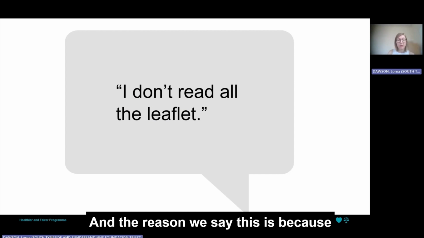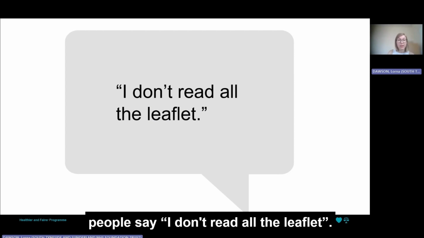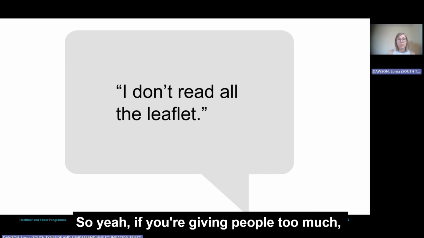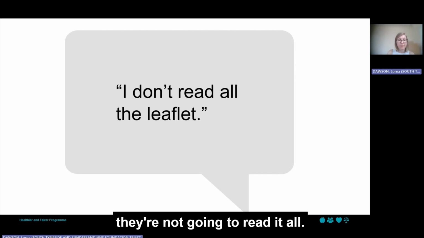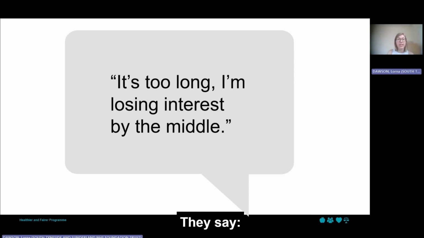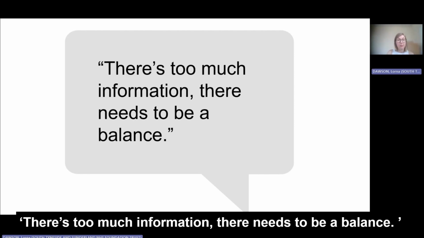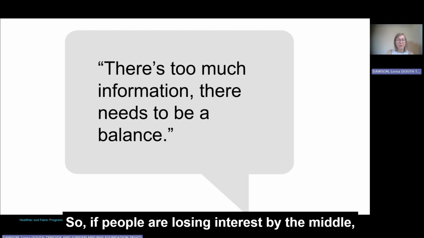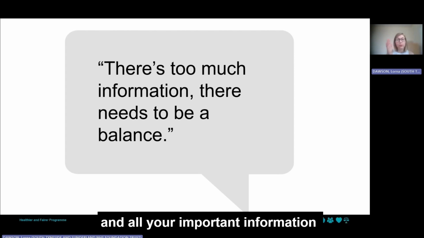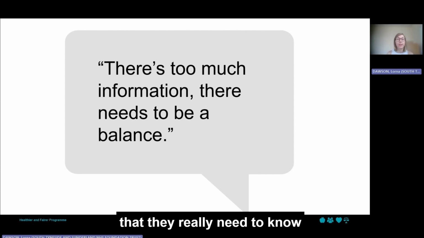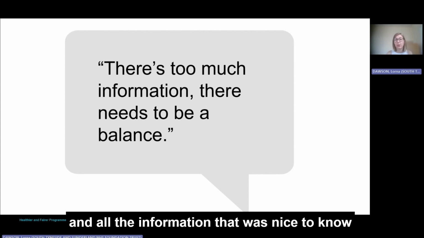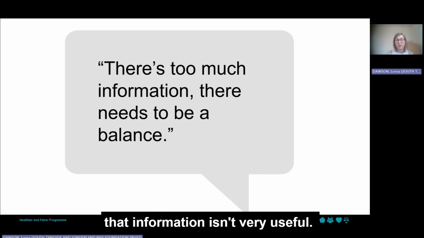And the reason we say this is because people say, I don't read all the leaflet. So if you're giving people too much, they're not going to read it all. They say it's too long. I'm losing interest by the middle. And also there's too much information. There needs to be a balance. So if people are losing interest by the middle, and all your important information that they really need to know is at the end, and all the information that was nice to know is at the beginning, that information isn't very useful.